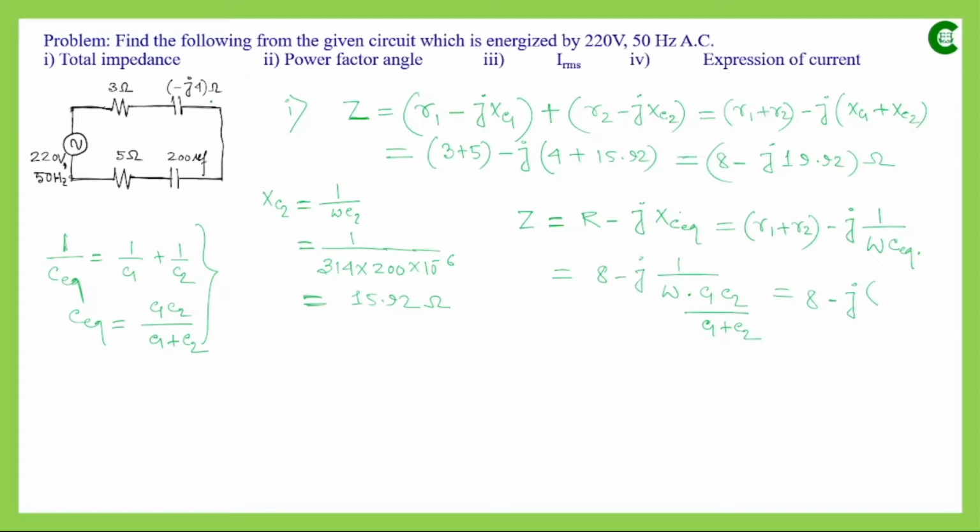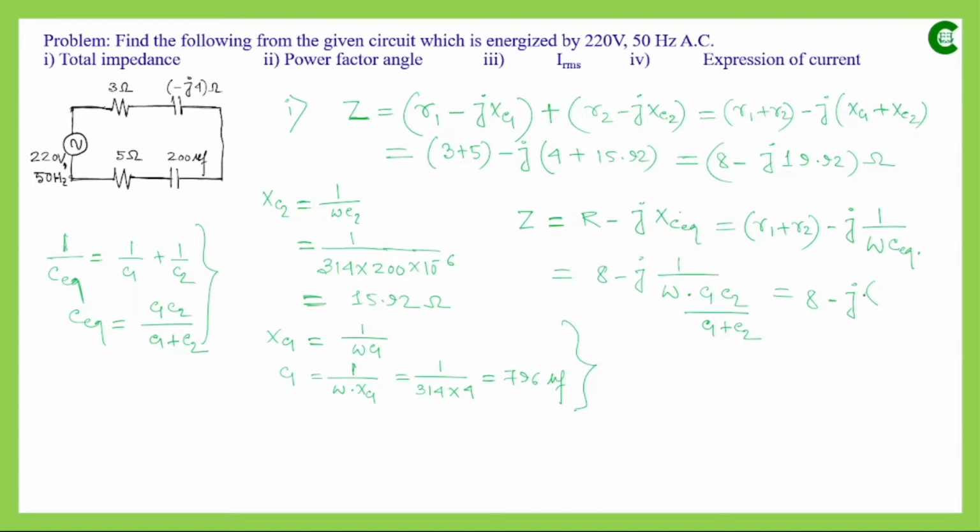For the first one, we don't know the capacitance value, but we can still find it, since XC1 again will be 1 by omega C1. So C1 will be 1 divided by omega XC1, and omega is 2 pi f, so again it will be 314, and XC1 has value 4. So finally this value of the capacitance will be 796 microfarad. So this way we can find out the value of the capacitance, which we can put here.